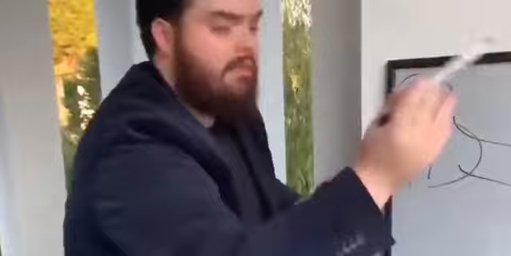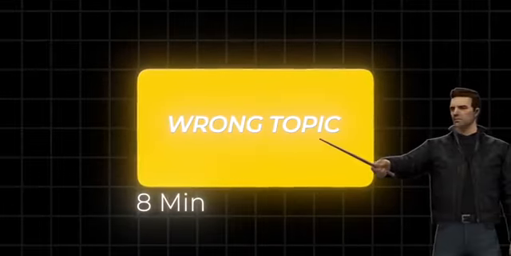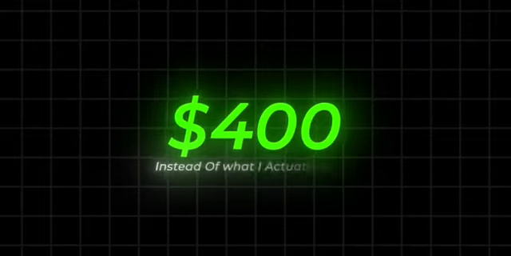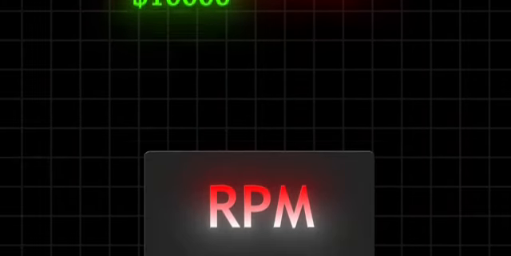This step is the most important one of your entire video, yet most people don't even know how to actually do it. Because, believe it or not, if I picked the wrong topic for that same 8-minute video, I probably would have made like $400 instead of what I actually made. Basically, the topic decides whether you make $1,000 or $10,000 from the exact same video. And it all comes down to one thing, your RPM.